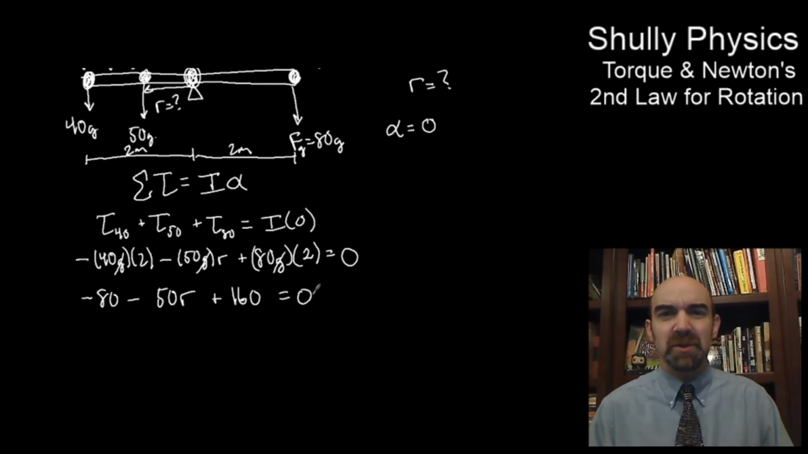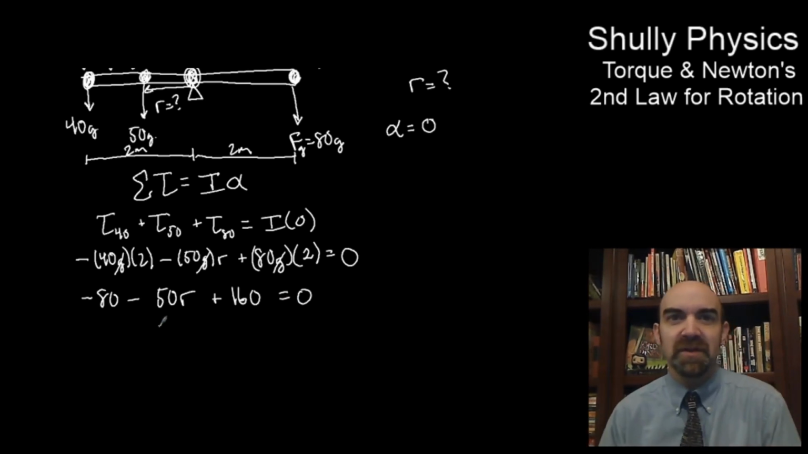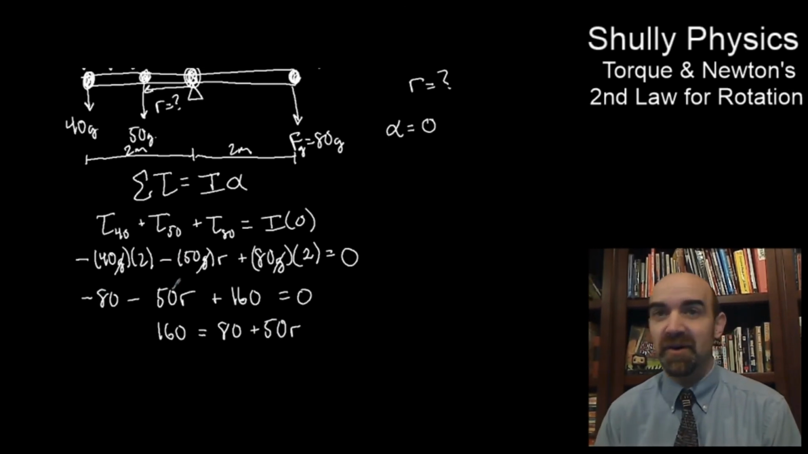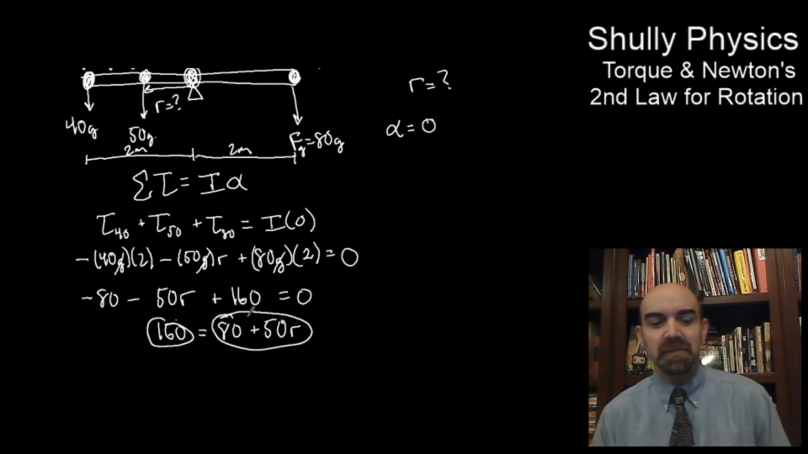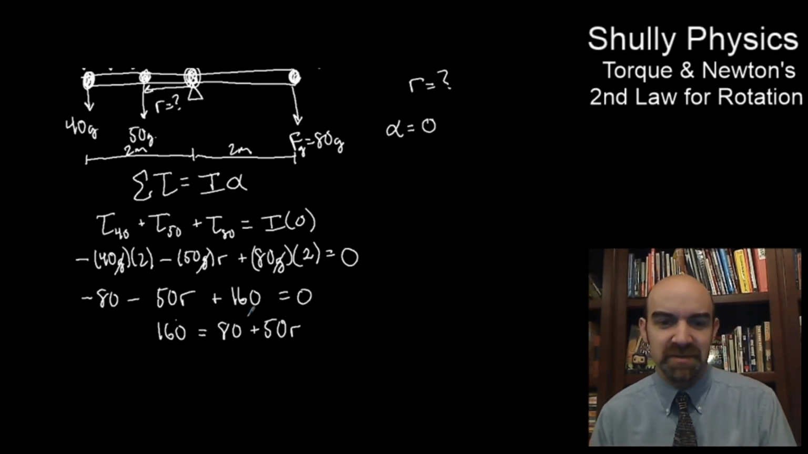Now, another way to look at this system is we could say that the torque from the adult is equal to the sum of the torques of the children. See, if we add 80 and 50r to the other side, we just move those over there algebraically, we'd get that the torques going clockwise equal the sum of the torques going counterclockwise. So that's another way to look at the system of balancing.